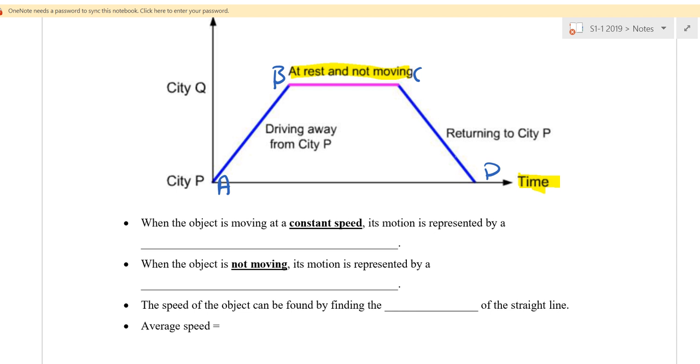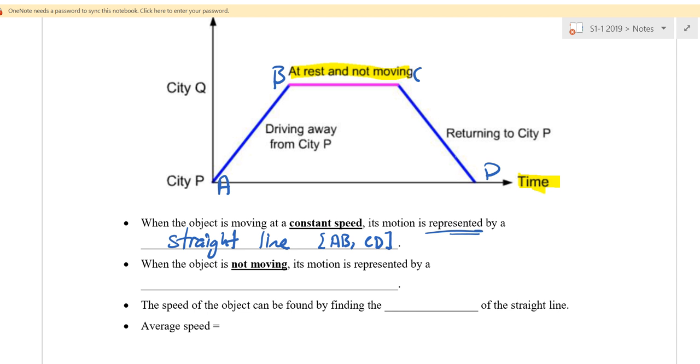Okay. So then you can write down this is actually represented by a straight line. But there are so many straight lines on the graph, so you got to identify which one it is. Is it AB? Is it BC? Or is it CD? Right? So AB and CD are moving at constant speed.